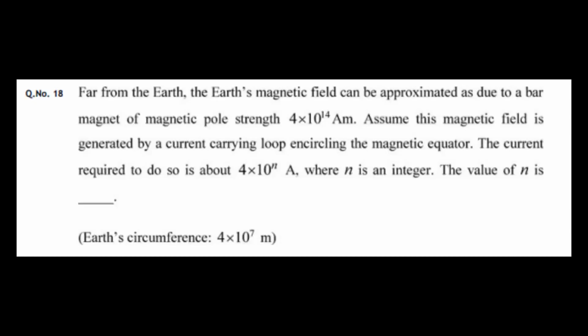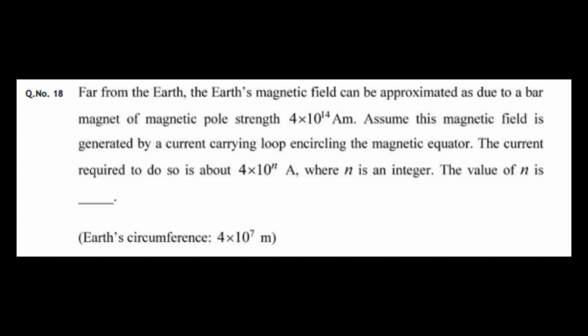Far from the Earth, the magnetic field can be approximated as due to a bar magnet of magnetic pole strength 4 into 10 raised to 14 ampere meter. Assume this magnetic field is generated by a current carrying loop encircling the magnetic equator. The current required to do so is about 4 into 10 raised to n ampere, where n is an integer. The value of n is what? Earth's circumference is equal to 4 into 10 raised to 7 meter.